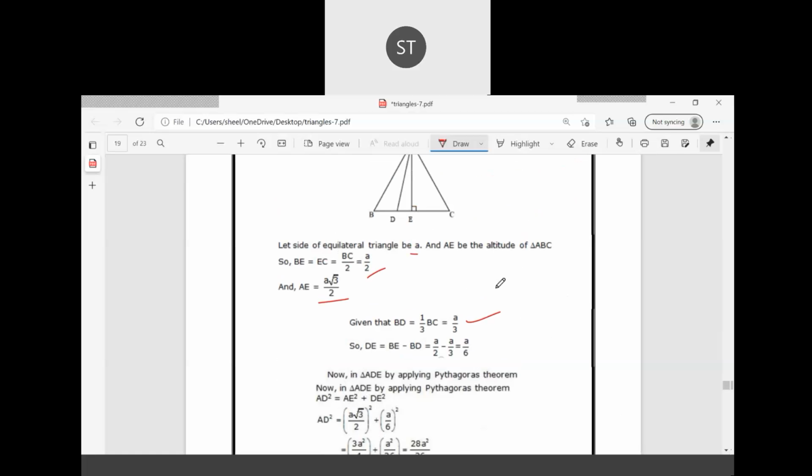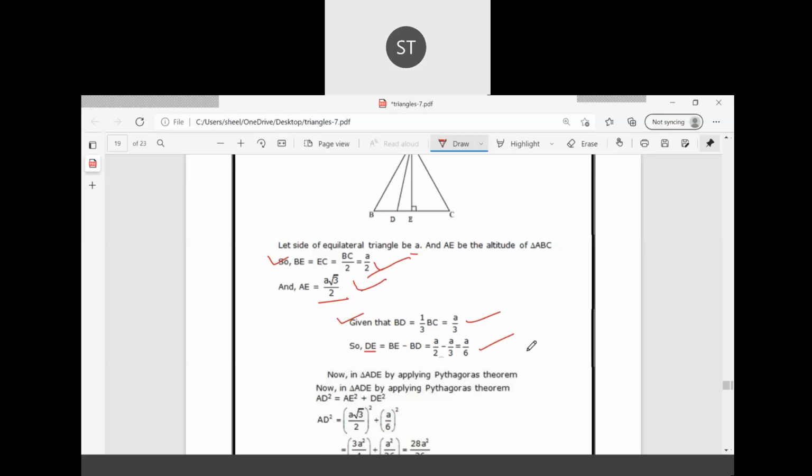What is the first one? The side we are taking as A. Then the altitude we have taken as root 3 by 2 A. Then the median property, so BE and EC we are taking as A by 2. One more that is given in the question, that is BD, 1/3 of BC, that means it is equal to A by 3 only. Now one more step, that is DE. See the diagram, DE is BE minus BD. BE we have already calculated as A by 2, BD is A by 3, so taking the difference, it will be A by 6 only.